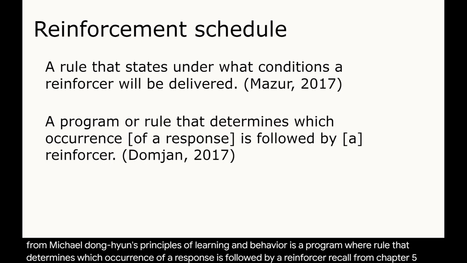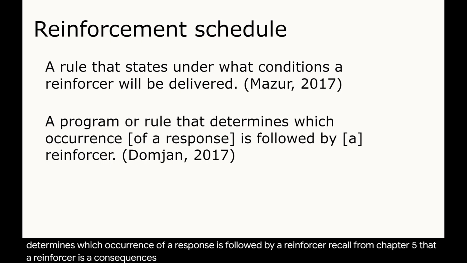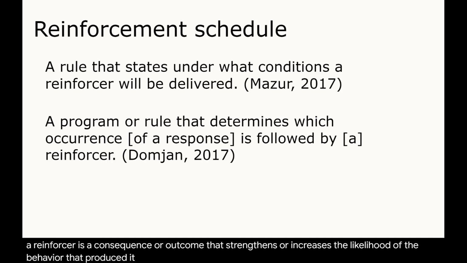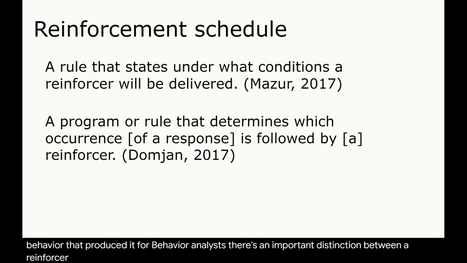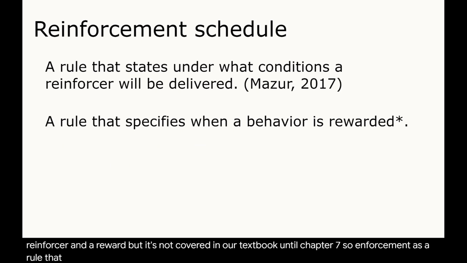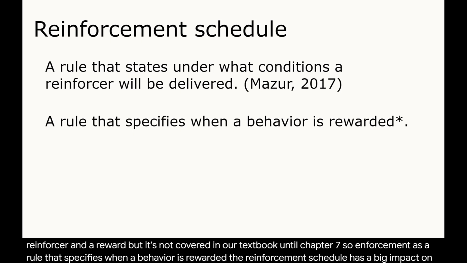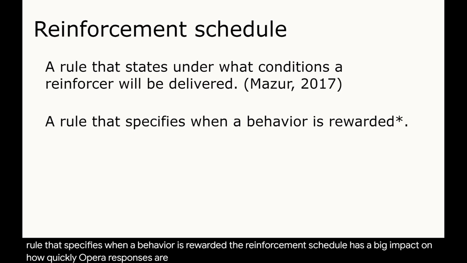Recall from Chapter 5 that a reinforcer is a consequence or outcome that strengthens or increases the likelihood of the behavior that produced it. For behavior analysts, there's an important distinction between a reinforcer and a reward, but it's not covered in our textbook until Chapter 7. So for now, you can think of a schedule of reinforcement as a rule that specifies when a behavior is rewarded. The reinforcement schedule has a big impact on how quickly operant responses are initially learned and when and how they occur once they've been learned.